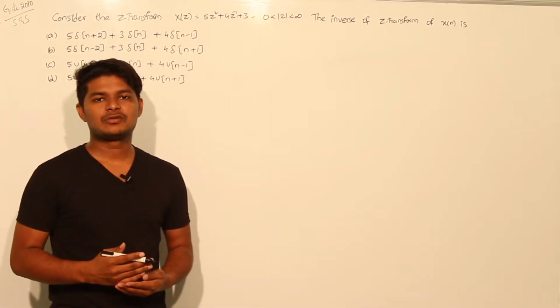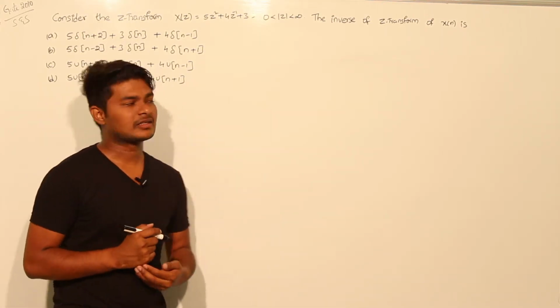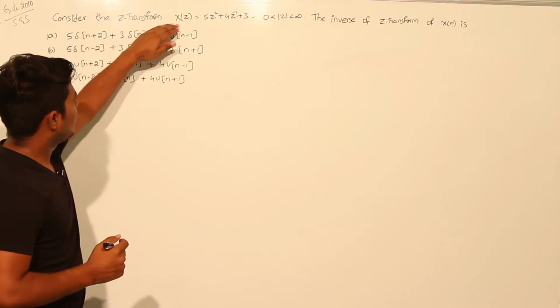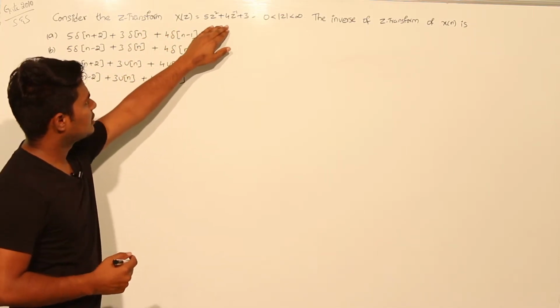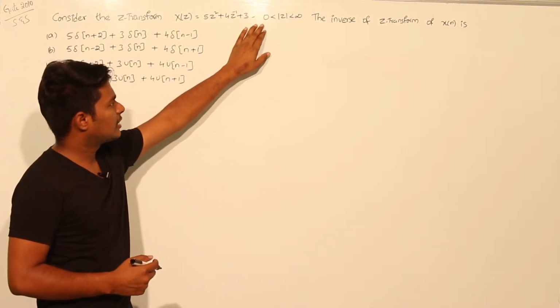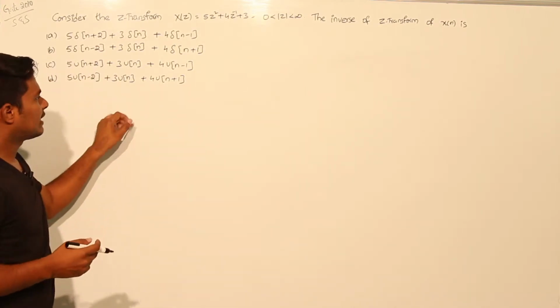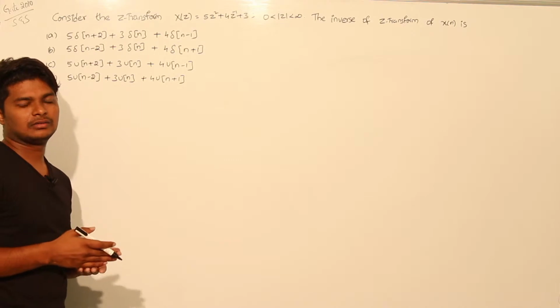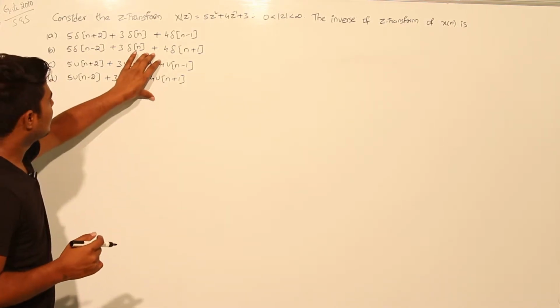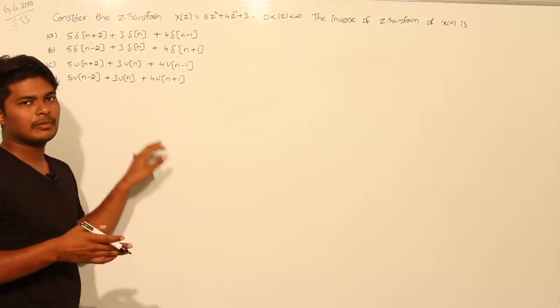Let's see this question. This question was asked in GATE 2010 in the subject Signals and Systems. Consider the Z transform X of z equal to 5z square plus 4z inverse plus 3, with z ranging from 0 to infinity. They are asking for the inverse Z transform, x of n. They have given options A, B, C, D which are in terms of impulse response.